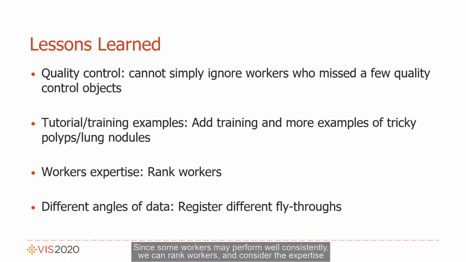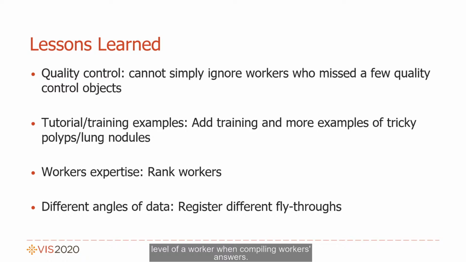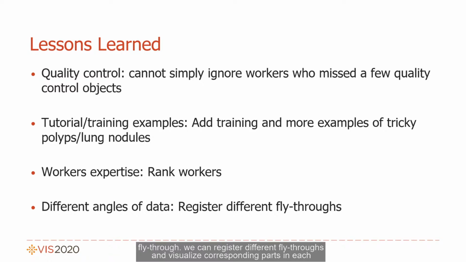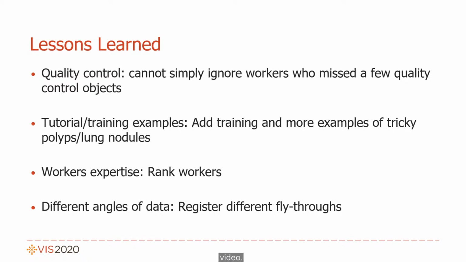Since some workers may perform well consistently, we can rank workers and consider the expertise level of the worker when compiling workers' answers. For VC datasets, some polyps are only visible from certain fly-throughs. We can register different fly-throughs and visualize corresponding parts in each video.